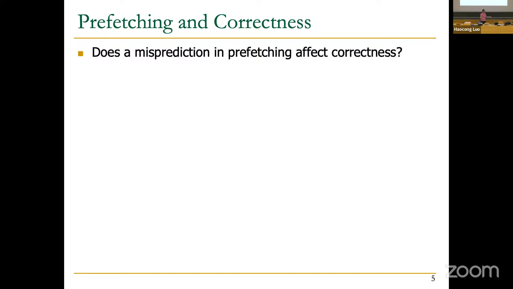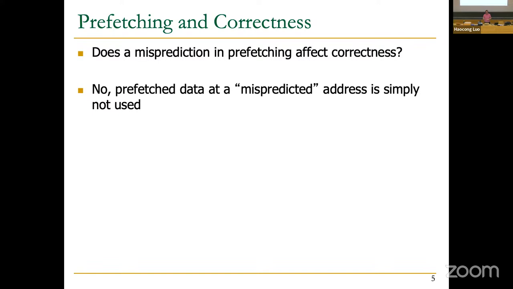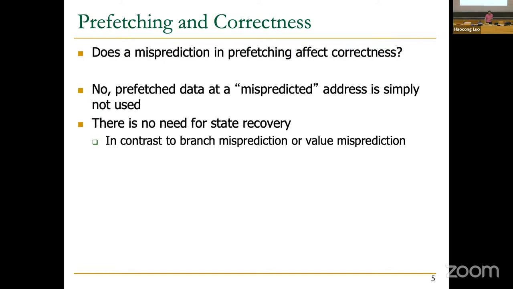In prefetching, if you had a misprediction, you brought some blocks that you're not going to use into the cache, fine. It's okay, because your cache already has some stuff that you're not going to use anyway. So this is another block like that. Basically, prefetched data at a mispredicted address is simply not used. There's no need for state recovery, essentially. And this makes it a much more interesting space to explore. You can do very interesting things without being bound by correctness constraints, in contrast to branch misprediction or value misprediction.